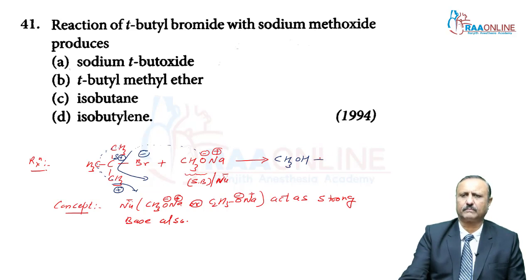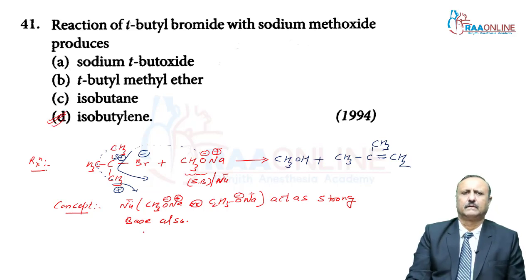When methanol is formed, the compound CH3 double bond CH2 is formed, and this is called isobutylene. There are 1, 2, 3, 4 carbon atoms, and because a double bond is present, it is called isobutylene. This is not isobutane; a double bond is present, that is why it is called isobutylene. So, my dear students, the answer is D. You must go for answer D.